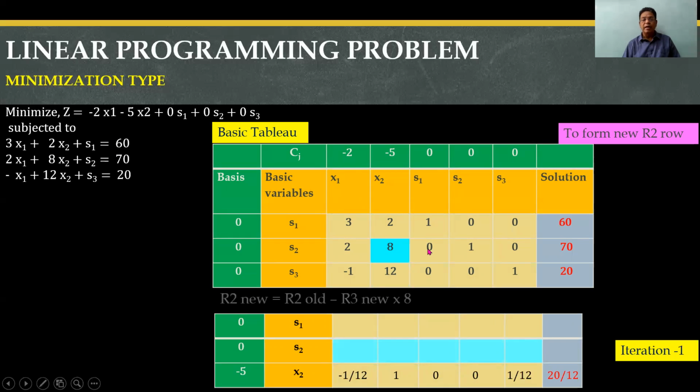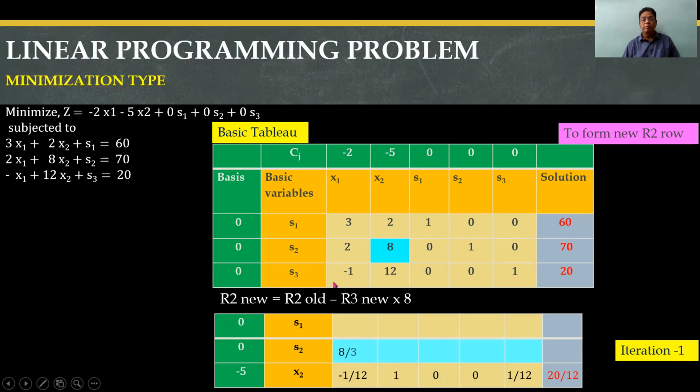R2 new, that is this second row, new table will be obtained as this 8 minus 1 into 8. 1 into 8 is 8. 8 minus 8 will become 0. So how I have written here, R2 new equal to R2 old, that is this element 8, minus R3 new. R3 new is 1 into 8. So 8 minus 1 into 8 will get here 0. We'll apply the same thing everywhere.